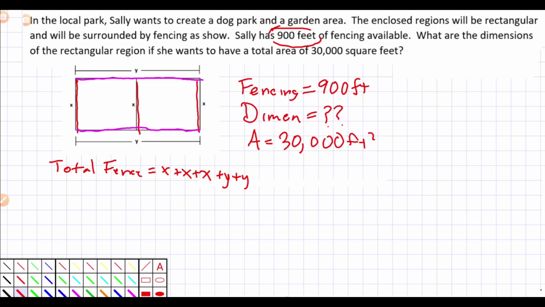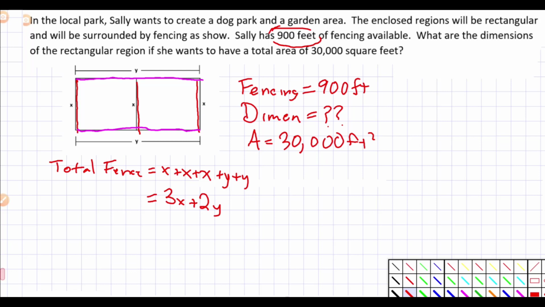And let's simplify that. So let's see what we got here. So we know that x plus x plus x is just going to be 3x, and then the 2 y's will be 2y. Beautiful. All right, and they told you he had a total fencing of 900 feet, so I'm just going to use that number. So there we go, 900 feet. All right, so this is the relationship for just the fencing.